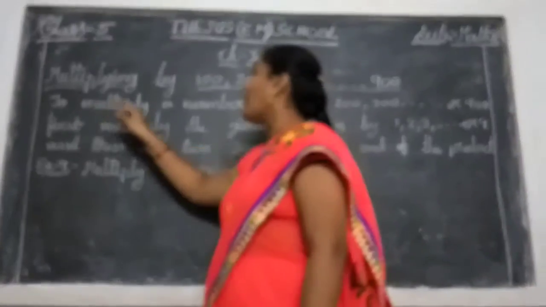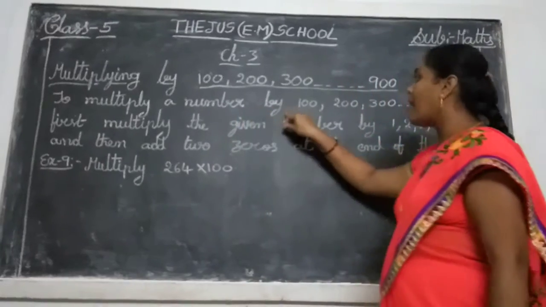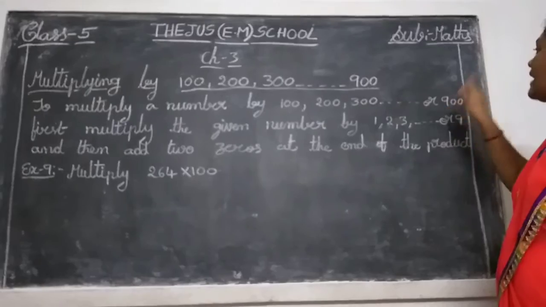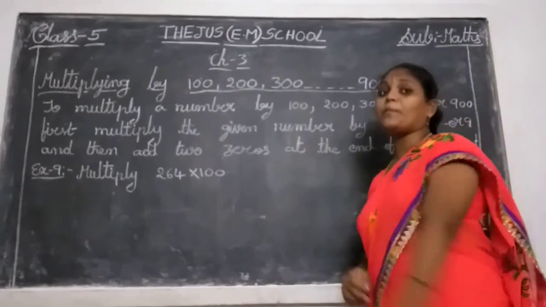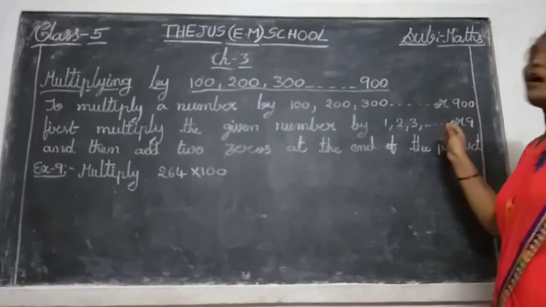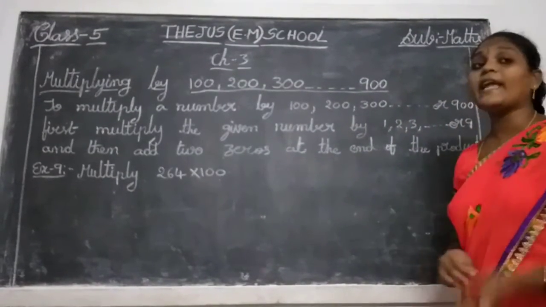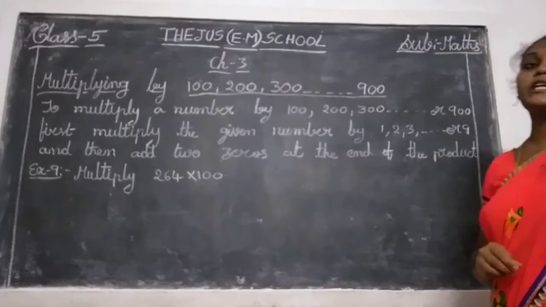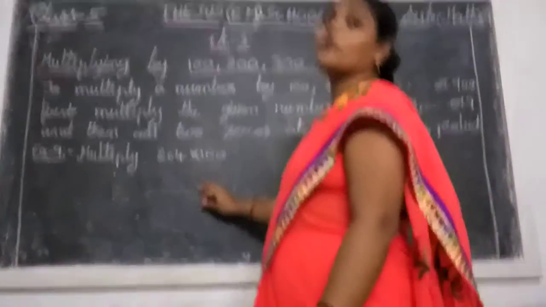Okay. To multiply a number by 100, 200, 300 and so on up to 900, first you multiply the given number with 1, 2, 3 and so on up to 9, and then add two zeros at the end of the product. Okay children. Product means you multiply two numbers.